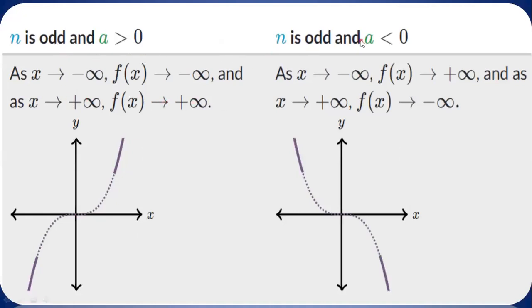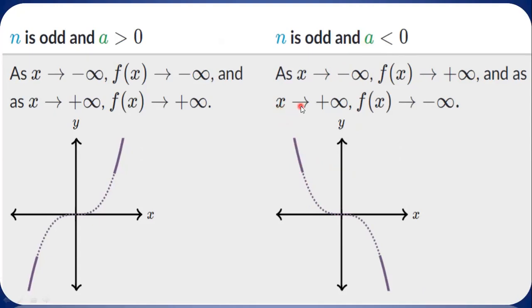And when n is odd but a is less than 0, what I mean to say, a is negative now. So as x goes to minus infinity, f(x) and minus, that will become positive. So f(x) approaches positive infinity. As you can see that if you are putting the negative x, n is odd, negative is coming out, but the leading coefficient is also negative. So negative and negative will become positive. So this trend will go in this way.